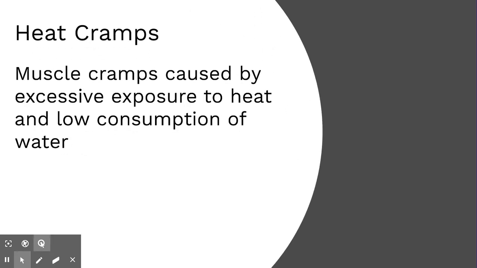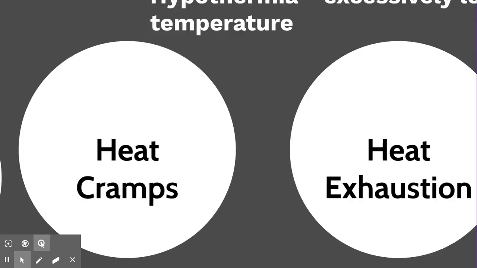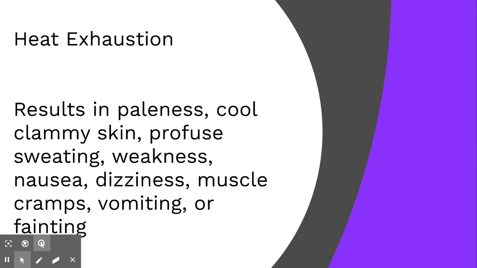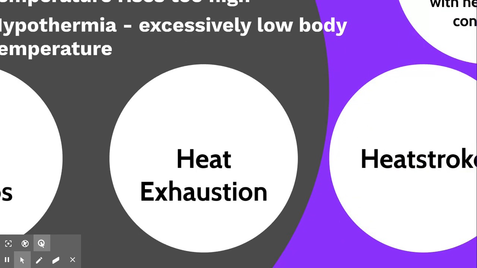Heat cramps, which are muscle cramps caused by excessive exposure to heat and a low consumption of water. Heat exhaustion, a condition caused by excessive exposure to heat, characterized by paleness, cold, clammy skin, profuse sweating, weakness and tiredness, nausea, dizziness, muscle cramps, and possible vomiting or fainting. Body temperature may be normal or slightly above normal.